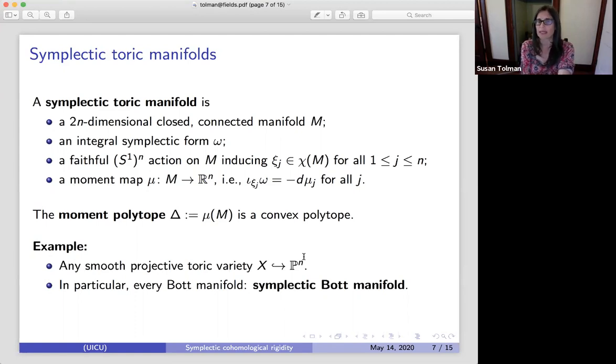So we saw them at the beginning, and in fact, I claim they are projective toric varieties, so they can be embedded into P^n. And in this case, we're going to call it a symplectic Bott manifold. Oh, and I should say why a smooth projective toric variety is symplectic. Because there's a symplectic form, the Fubini-Study form on the projective space, and we restrict this to X, and that gives us a symplectic form on X. And that is what we mean by a symplectic Bott manifold.